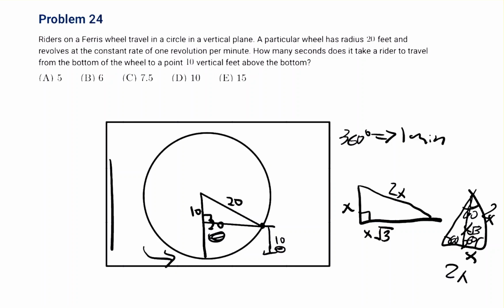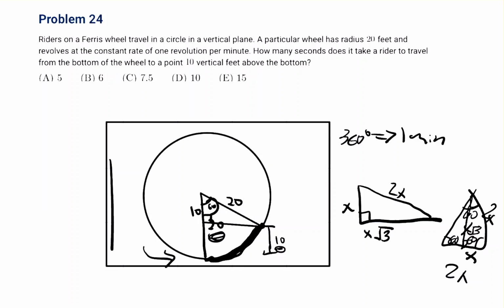So since this is a 30, 60, 90 triangle, we find that this angle is 60. We want to find how long it takes. So since 1 revolution, 360 degrees, is 1 minute, we just want to find this arc length and then put it over 360 to find how many seconds it takes.